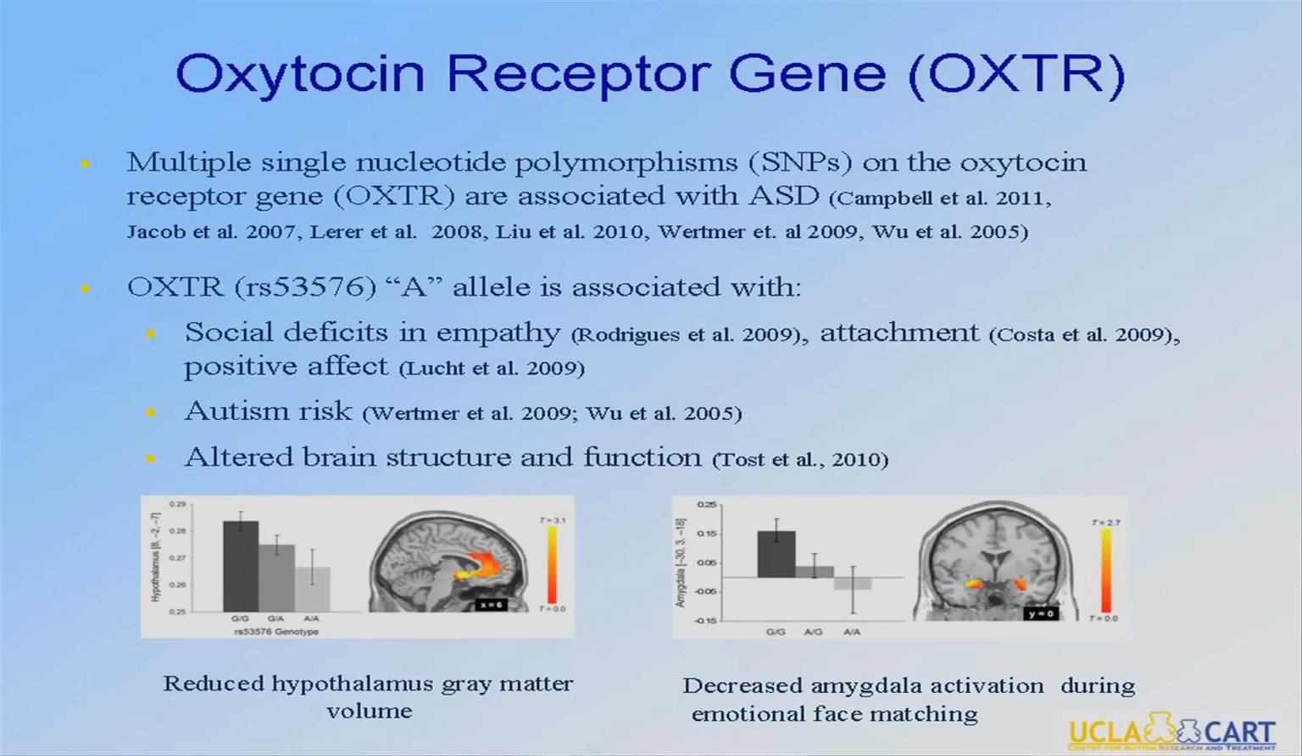So for example, this study showed reduced gray matter volume in this area of the brain in those with these oxytocin risk genes, and also decreased activity in the amygdala, an emotion center of the brain, for those with a risk gene. So there's good evidence that variability in this oxytocin gene, that's an autism risk gene, also leads to changes in brain structure. Well, what about connectivity?